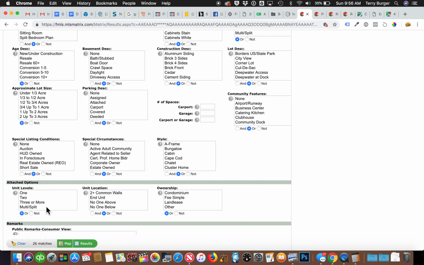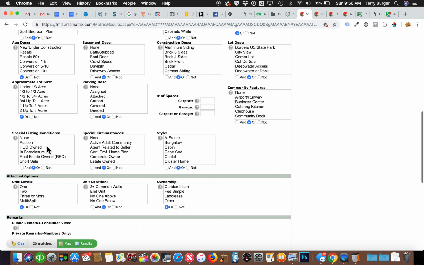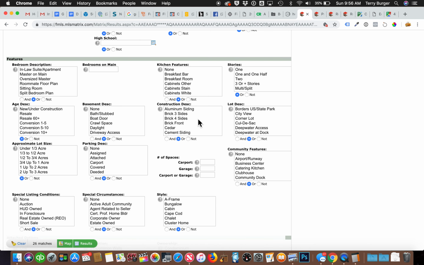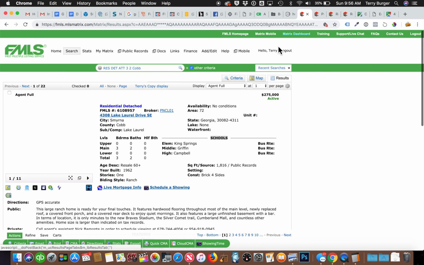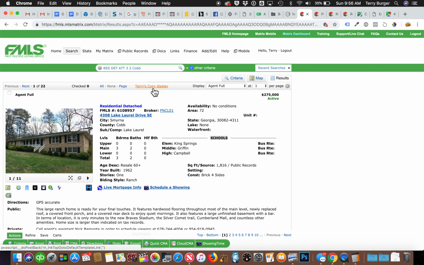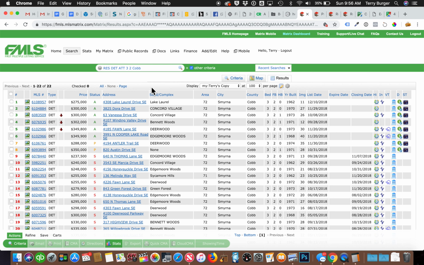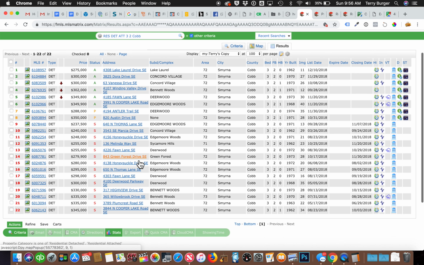We know that our house is a ranch. So let me see if I can find the style here. It's a 1-story. That takes it down to 22 matches. All right, now we can go back and look at the results and see what we've got going on. We have 22 matches now in the elementary school zone.